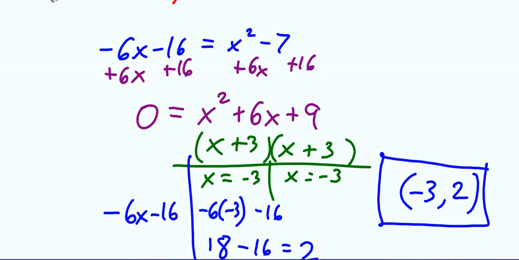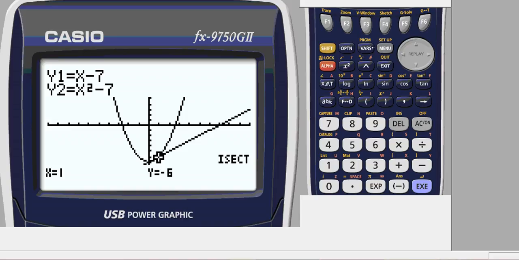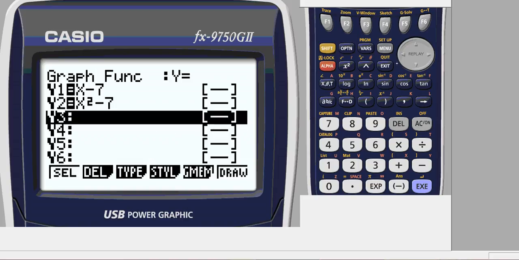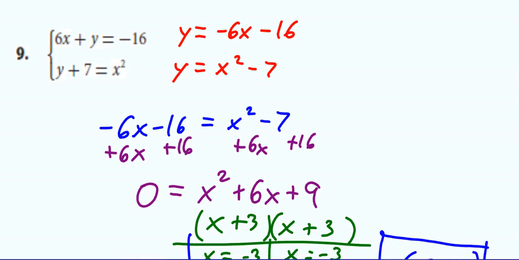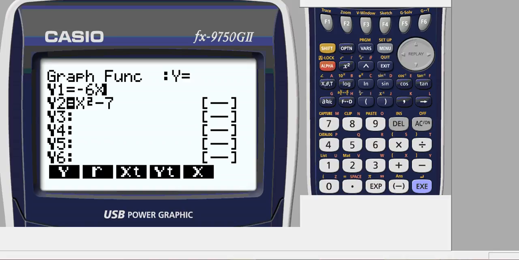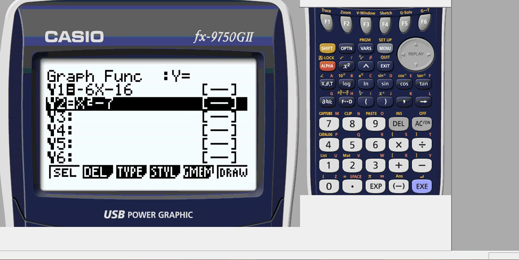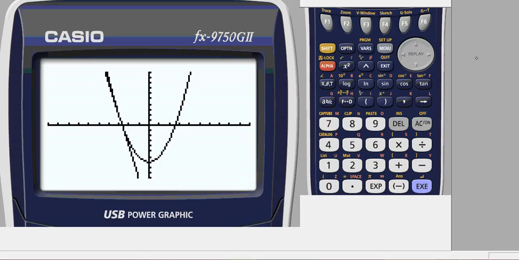I'm going to graph it now just to show you what that looks like. Negative 3, 2. So our first equation is negative 6x minus 16. And the second equation was x squared minus 7. That's convenient. I already have that typed in from the last problem. So we draw that. Now when you look at this, we see the line, we see the parabola. They get kind of mixed up there. It's kind of hard to tell which one's which.